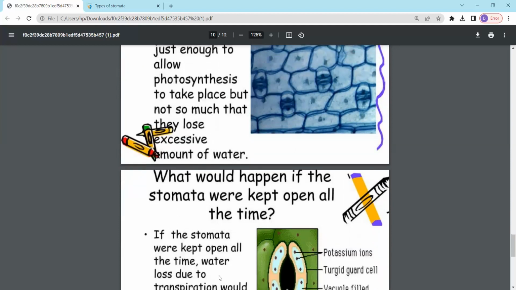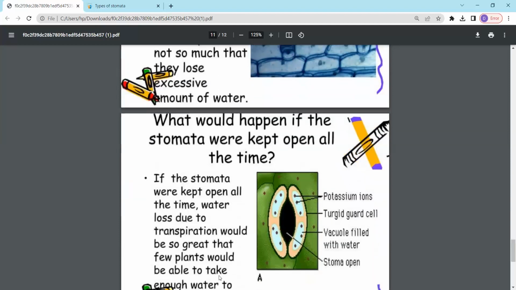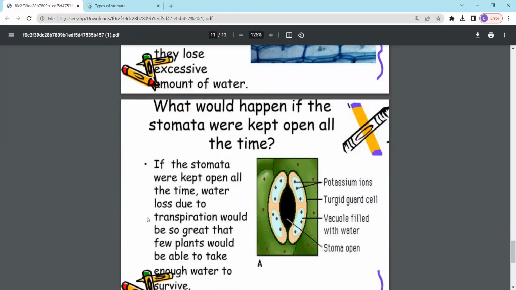So what would happen if the stomata were kept open all the time? If the stomata were kept open all the time, water loss due to transpiration would be so great that few plants would be able to take enough water. If the water loss occurs, wilting of the plants will take place.